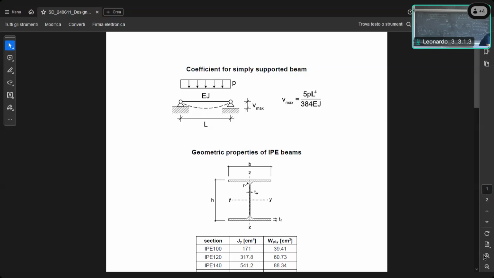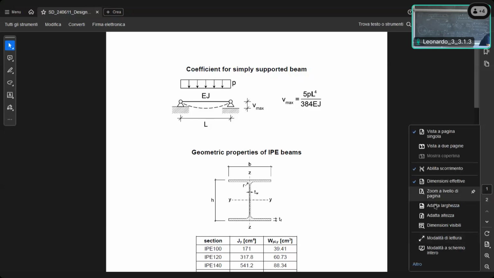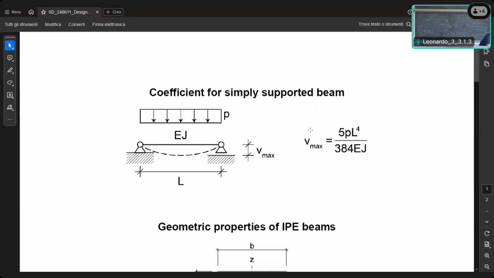These were the design aids. You should see them at home. Here is the coefficient for the simply supported beam, basically the one I started from. You should turn it around. You're looking at the wrong side. Can you see at the top of the page the coefficient we used?